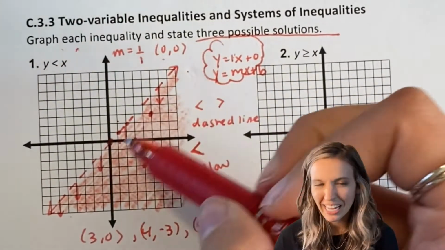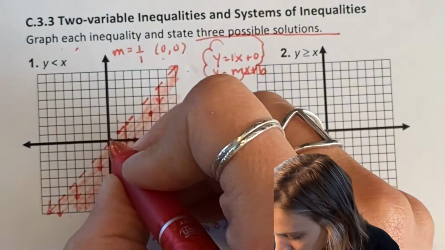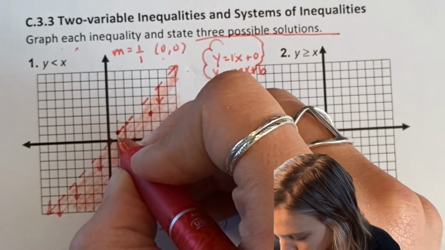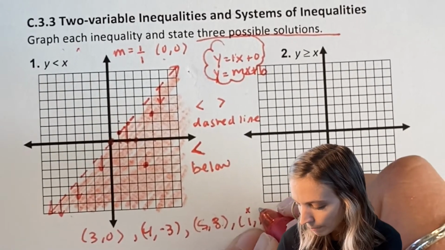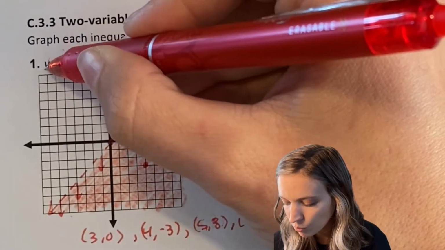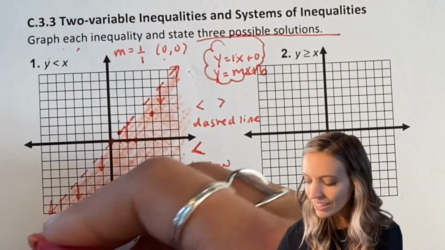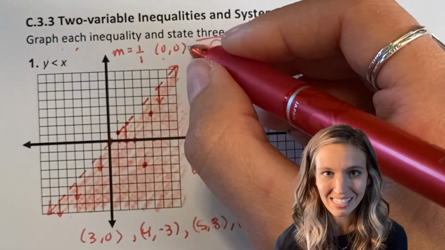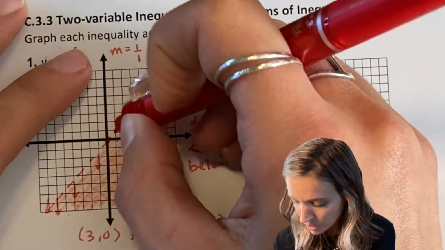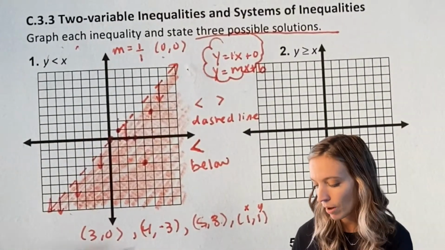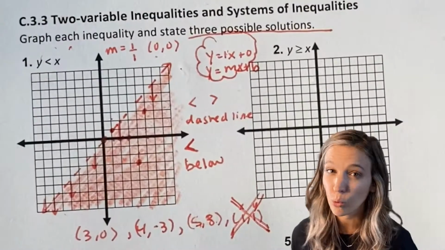What if I chose a solution directly on top of my line? Like what if I chose this solution right here? What is that, 1, 1? Would 1, 1 work? My x coordinate is 1, my y coordinate is 1. So that would read 1 is less than 1. Is 1 less than 1? No. So because my less than symbol wasn't equal to, my line is dashed, which means I cannot choose a point directly on that line as one of my possible solutions. If it would have been equal to and I had a nice solid line, I totally could have chosen that point.